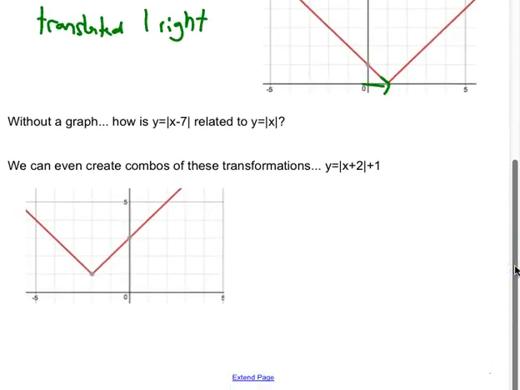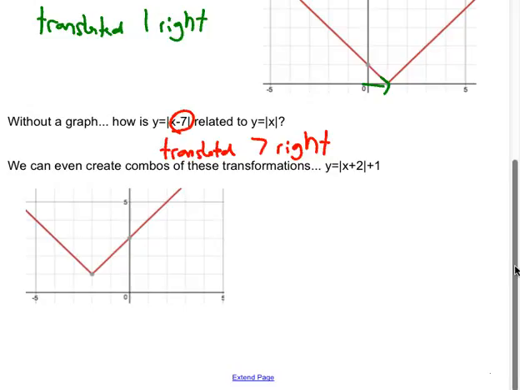Now, without a graph, now you should be able to determine what is that minus 7 doing in there. Well, remember, that's going to shift it left or right because it's inside the function itself, and that always acts oppositely what we'd think. So this would be a translation. It's translated 7 to the right. Okay, on the inside there, negative means push it right, positive means push it left.